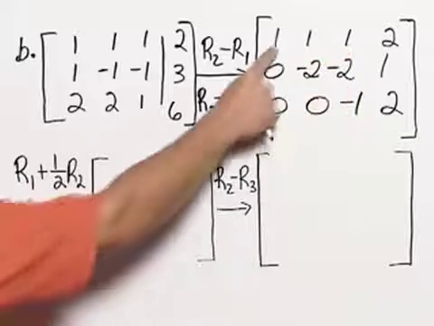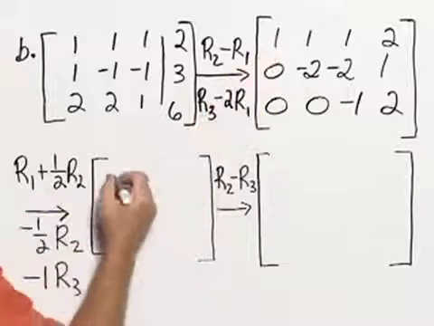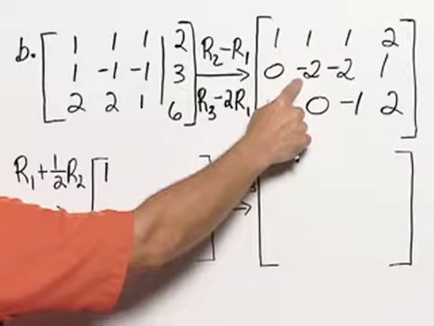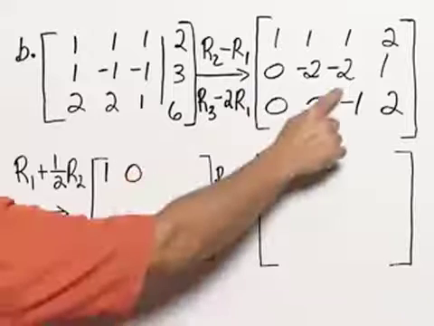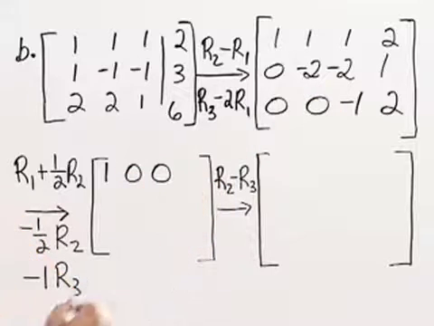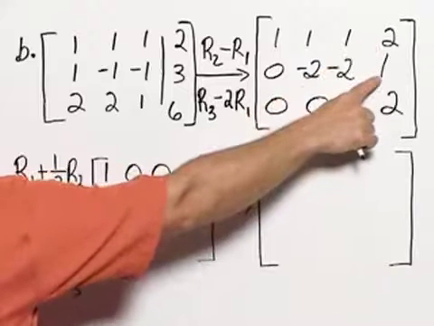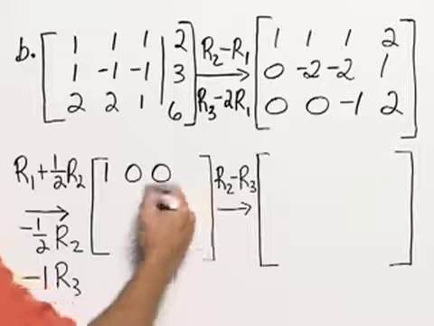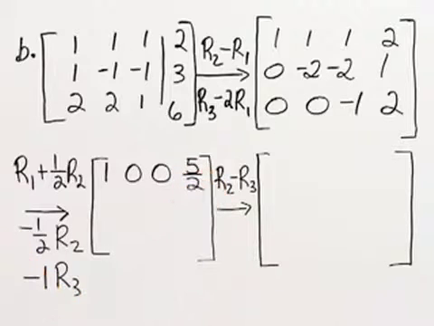So it's row 1 plus 1/2 of row 2. So 1 plus 0, 1. 1 minus 1/2 of 2, which is 1 minus 1, for 0. Same thing for this one. Now we have 2 plus 1/2 of 1. So it's 2.5, which I will write as 5/2.